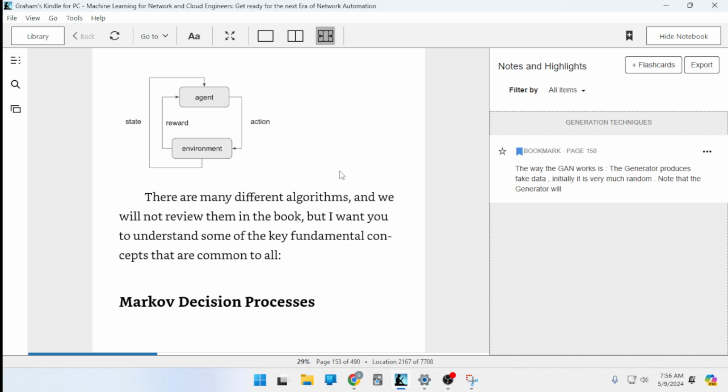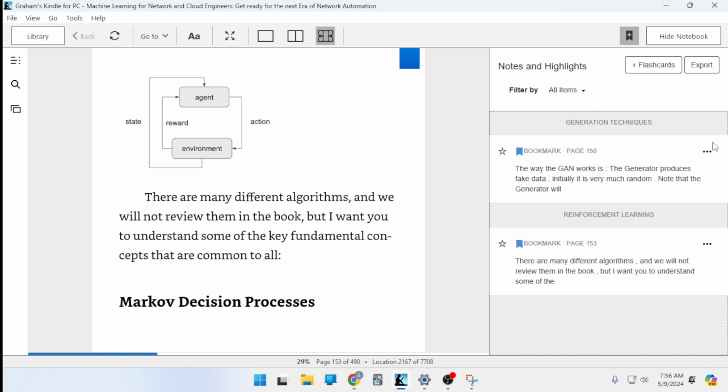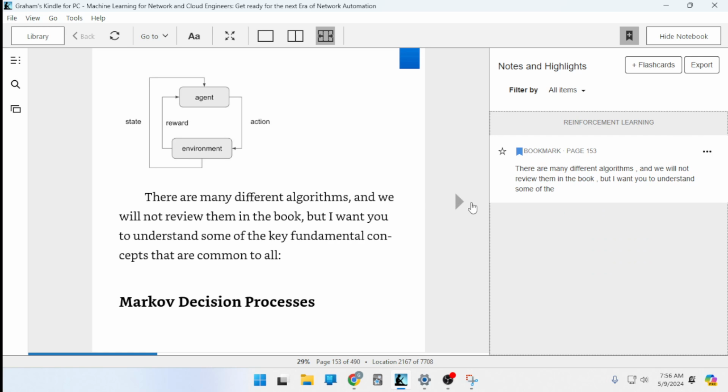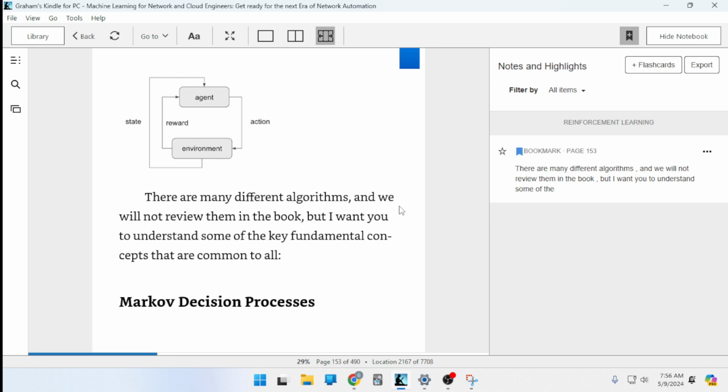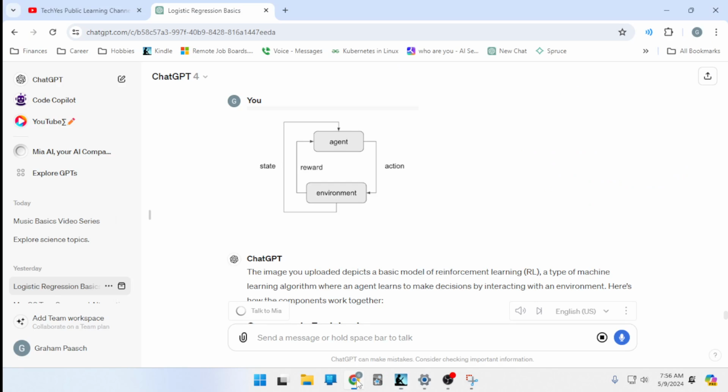The image you uploaded depicts a basic model of reinforcement learning, RL, a type of machine learning algorithm where an agent learns to make decisions by interacting with the environment. Here's how the components work together. Components explained. Agent. The agent is the learner or decision maker. It observes the state of the environment, makes decisions based on those observations, and receives rewards based on the actions it takes.